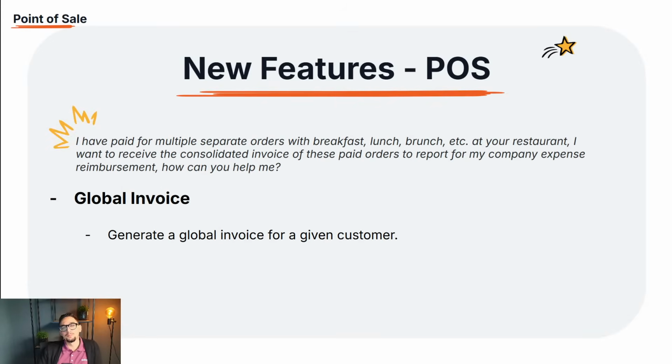So another feature is, let's say that there's a customer that comes in and he has paid for breakfast, lunch, and brunch, and he wants to expense it. He wants to get it reimbursed by his company, and he's requesting them in one invoice. Now we can do that in Odoo with a global invoice feature. We can generate a global invoice for a specific customer, and we can choose all of the orders, and it prints one invoice out for them so that they can send it to their company to get it expensed and to get themselves reimbursed in a seamless process.